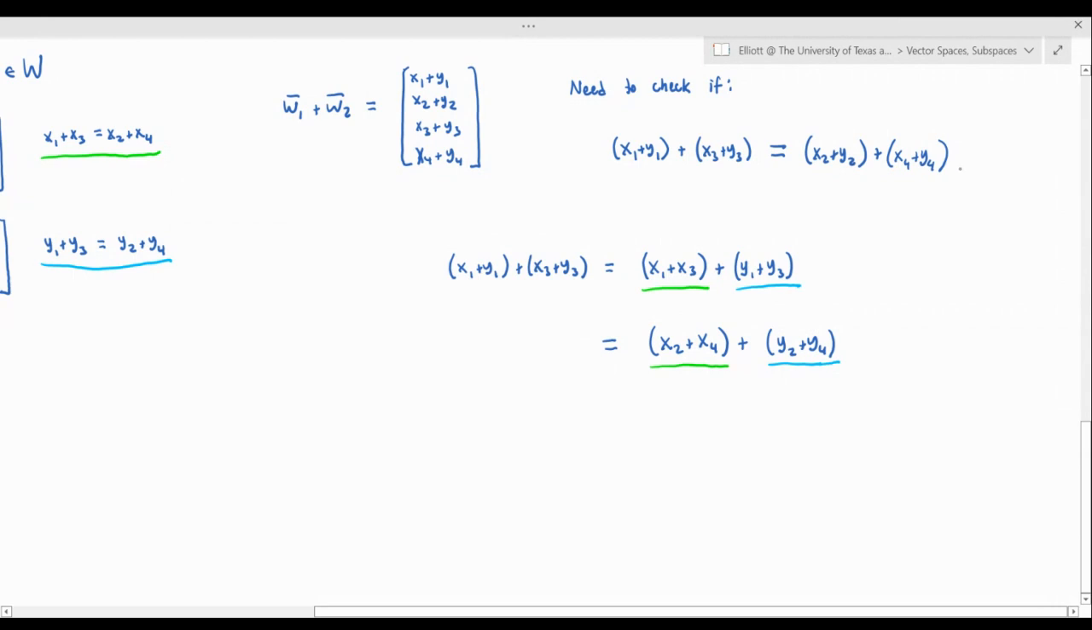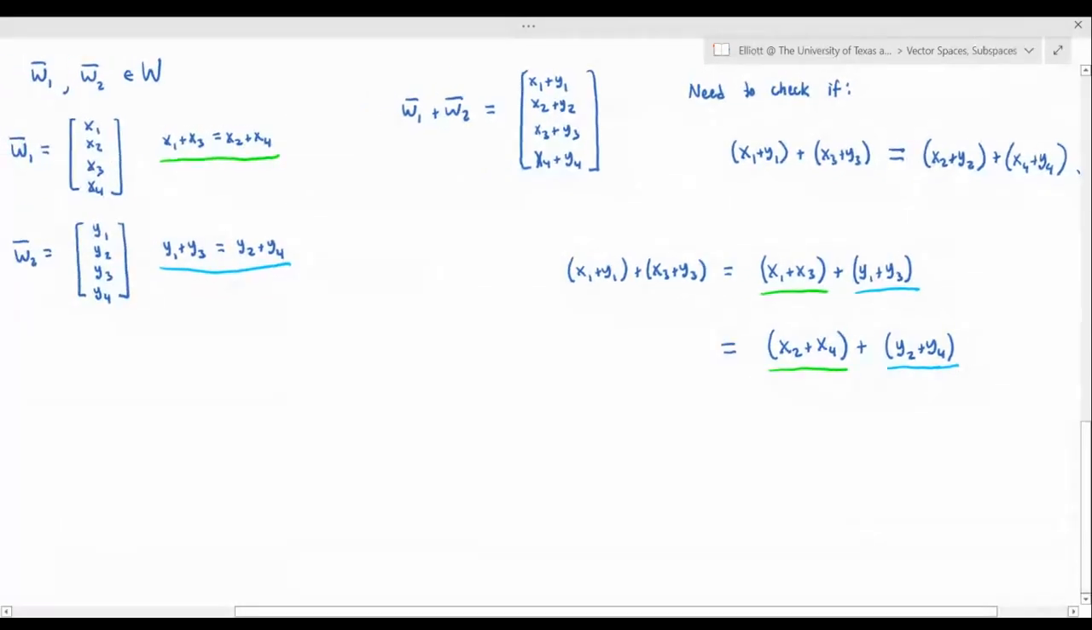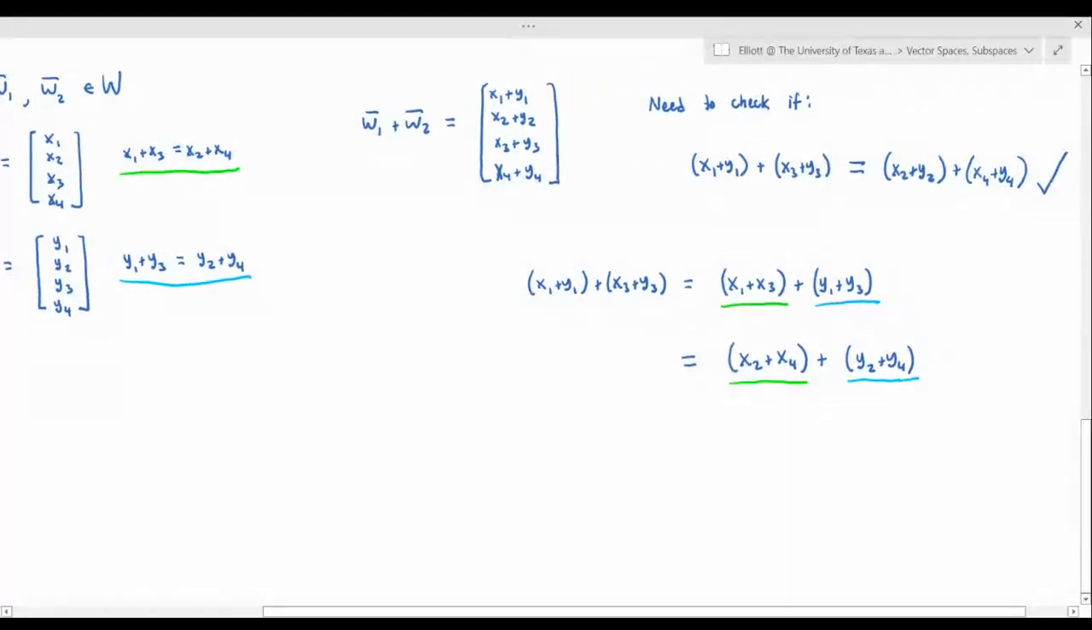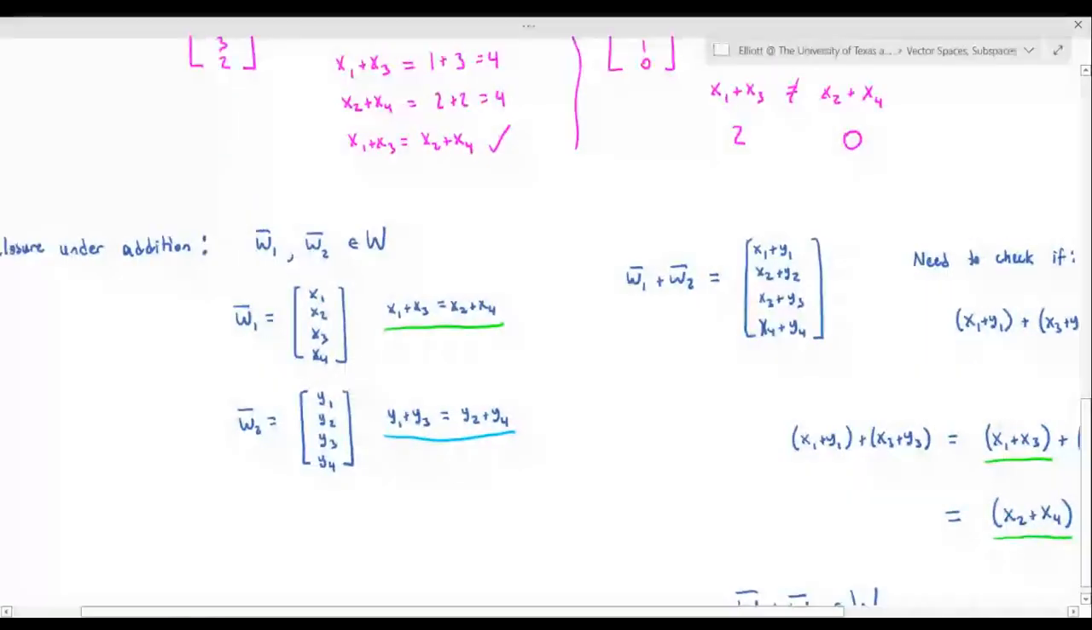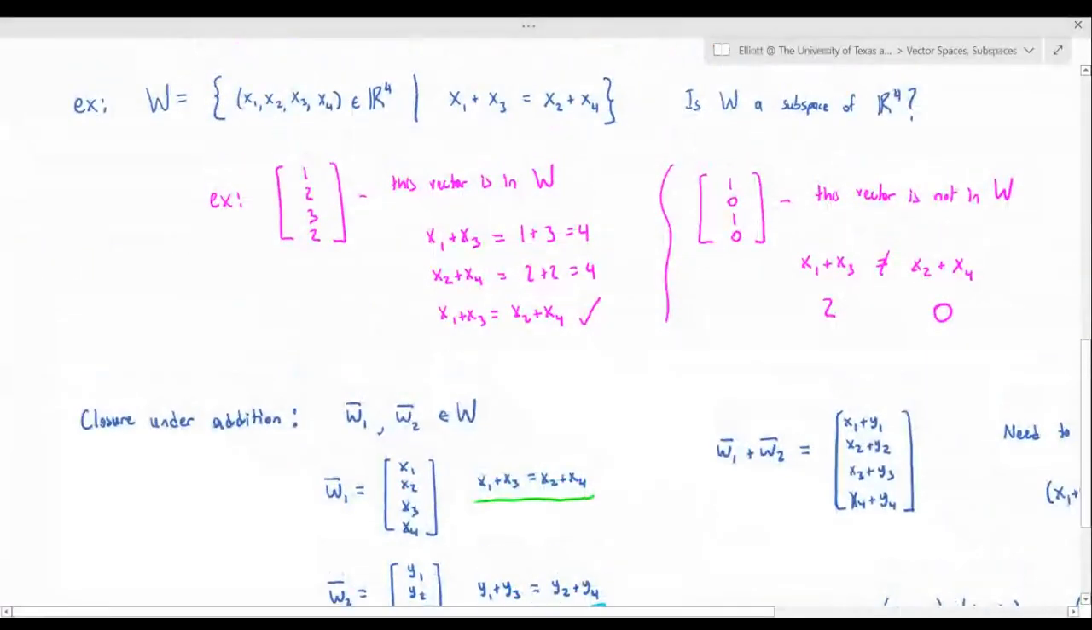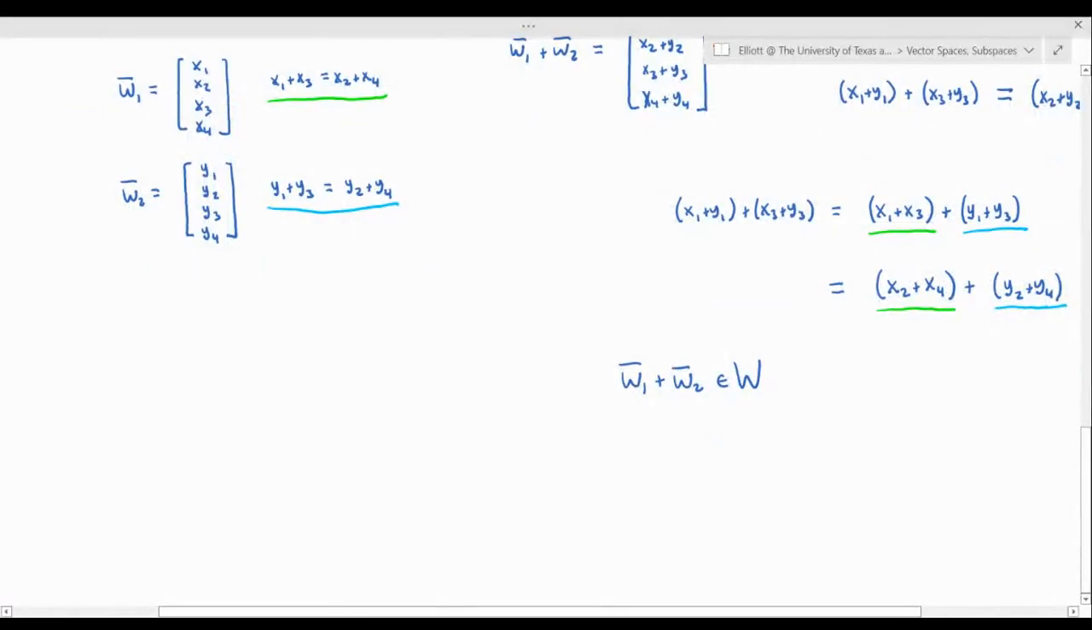So we proved that this is true. Okay. So then, since we proved that that was true, that proves that W1 plus W2 is still inside of the set W because it satisfies that condition for being in W, okay? So right now we've proven that W is closed under addition then, okay?